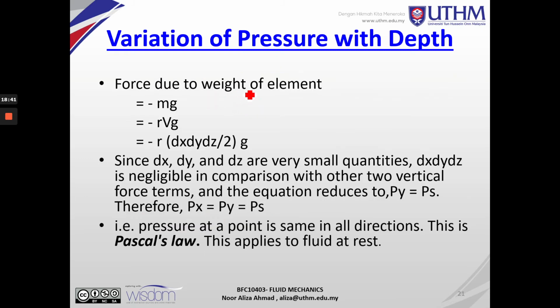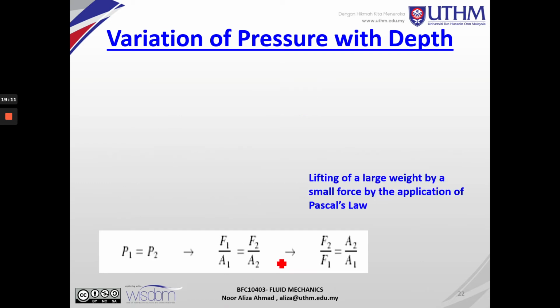The force due to weight of the element is equal to negative mass times g. We know that F is equal to ma, or force due to weight of the element, so we get this one. So the pressure at a point is the same in all directions. This is called Pascal's law, and it applies to fluid at rest.